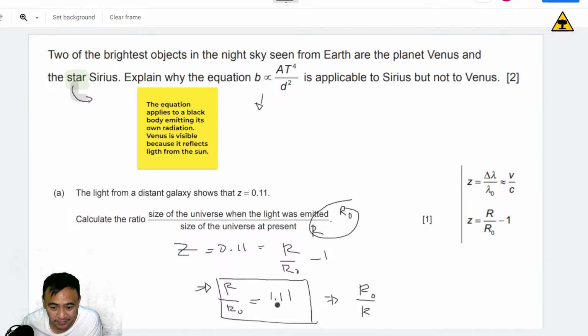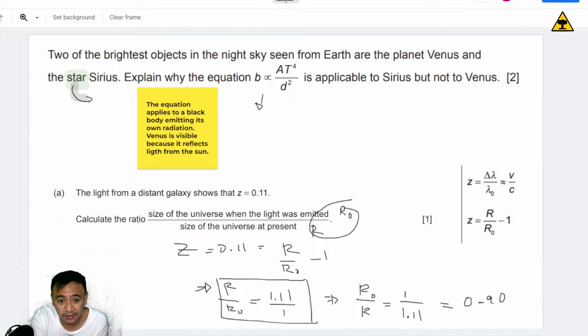So what did we do? We just flipped that over, so we also flipped that one over. Done. And that's the answer. What's 1 over 1.11? Now let's just try that one. So the cosmic scale factor is the size of the universe at present as compared to some time in the past. This is going to give us 0.901, okay?